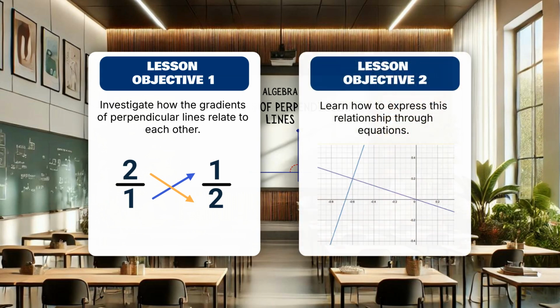We applied this concept to various examples, rearranging equations to isolate y and identify the gradient. By taking the negative reciprocal of these gradients, we determined the equations of lines perpendicular to the given lines. This technique enables us to accurately describe and solve problems involving perpendicular relationships, bridging algebra and geometry. Through these examples, we reinforced the importance of understanding the relationship between gradients to effectively work with perpendicular lines in mathematical contexts.